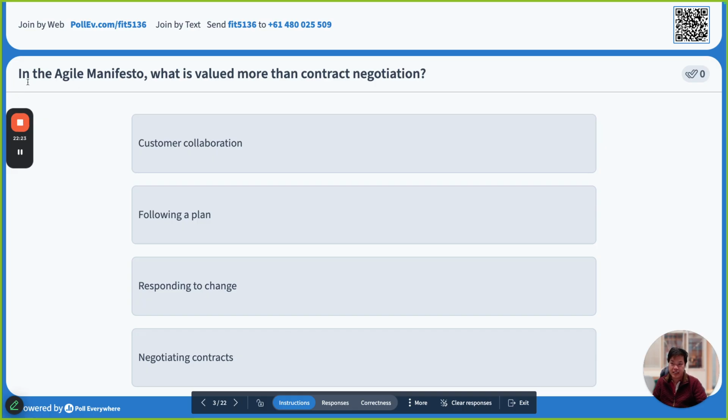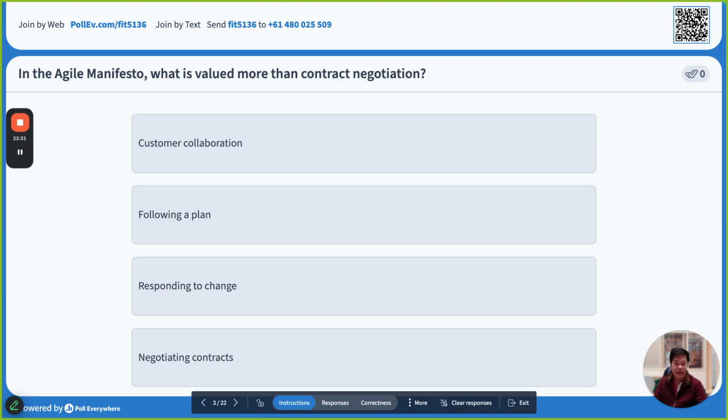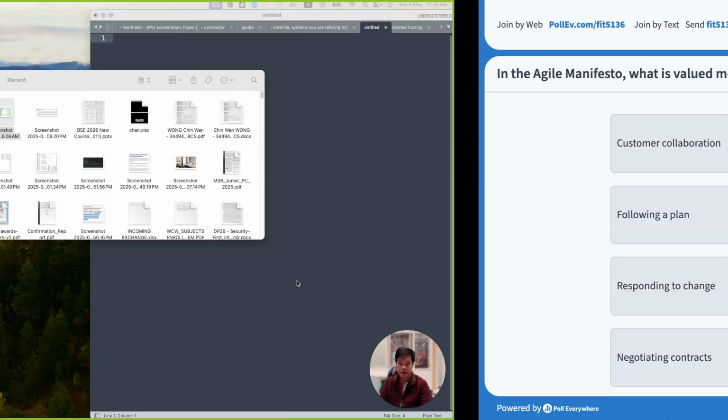Self-organizing team. So next question: in the Agile Manifesto, what is valued more than contract negotiation? Anyone remember? What is more important than contract negotiation?